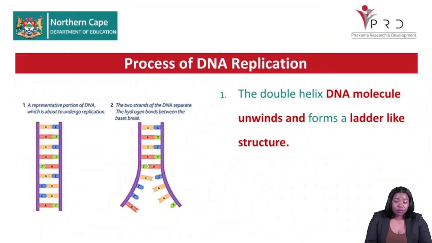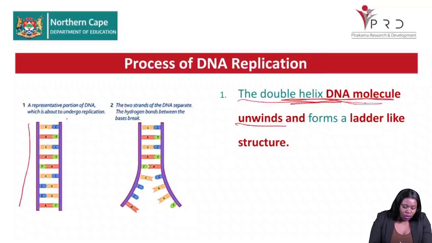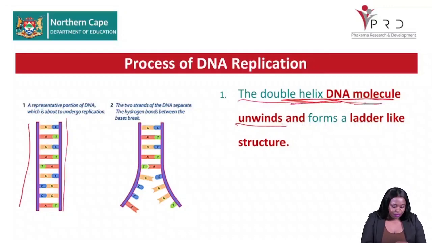Now let's have a look at the process of DNA replication. What exactly happens during DNA replication? Right. So first you would start off with a twisted DNA molecule, right? So that DNA molecule, the double helix, will have to unwind. When it unwinds, it is going to now form this ladder-like structure that we are looking at here, right? So we have that ladder-like structure that we can see here.